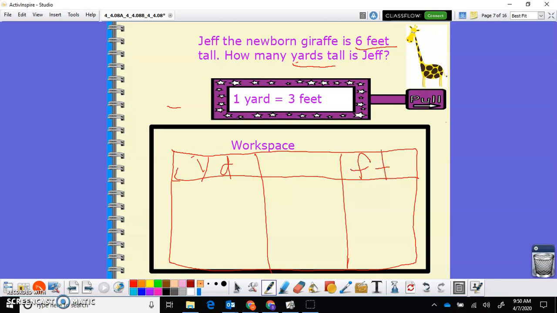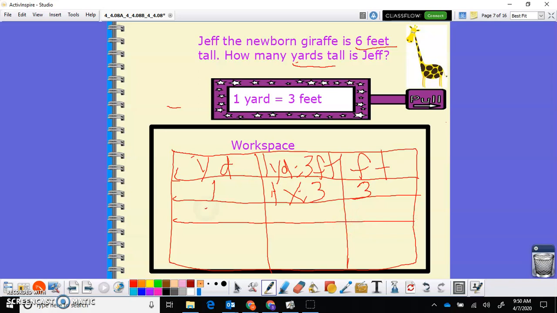And what do we know about feet and yards? Well, we know that 1 yard equals 3 feet. So if I start my table here, I have 1 yard, and I'm going to multiply that 1 yard times the 3 feet, and I get how many feet? That's right, 3 feet. Okay, let's do it again. 2 yards. I'm going to take my 2 yards and multiply it by 3, because there are 3 feet in a yard. 2 times 3 is 6 feet.